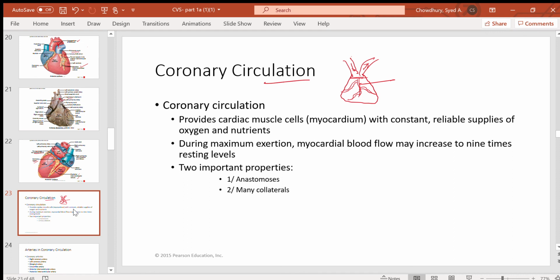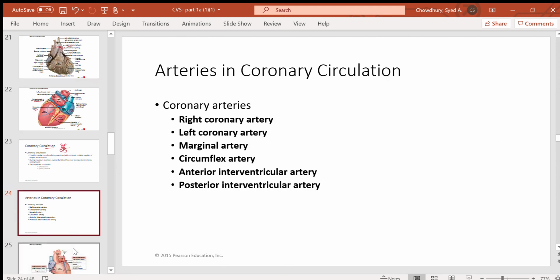So first we'll see the coronary arteries. The coronary arteries are right coronary artery, left coronary artery, marginal artery, circumflex artery, and two interventricular arteries. You remember in the interventricular sulci, anterior and posterior. So these are the important coronary arteries in coronary circulation.